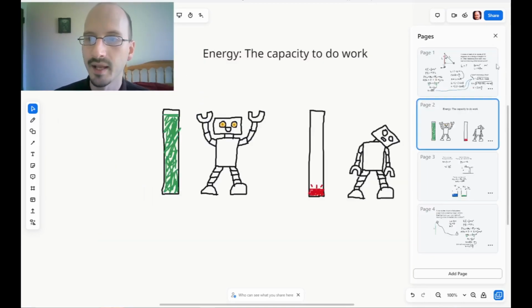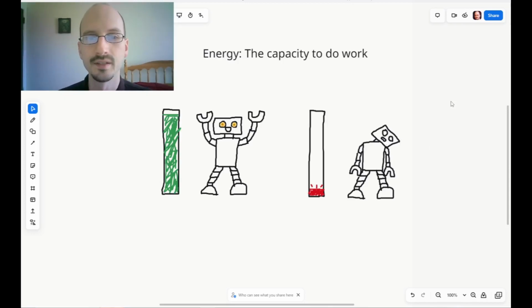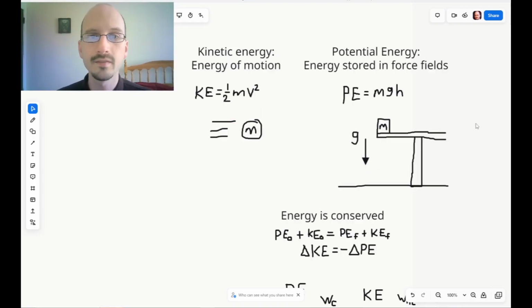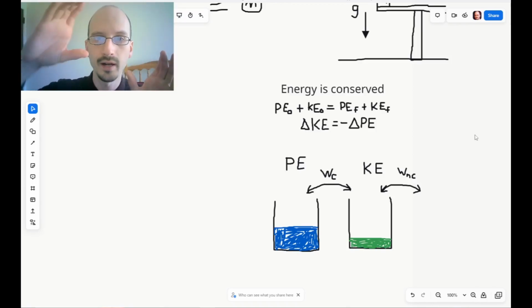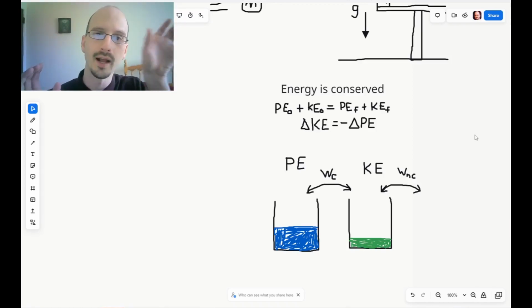Okay, to recap, energy is the capacity to do work. If you have a lot of energy, you can be active. If you have not much energy, you can't do much. Individual objects can have energy. Objects in motion have kinetic energy. Objects in force fields, like gravity, have potential energy. When moving in conservative force fields like gravity, energy is conserved. That means you can think of energy like two buckets that can pour energy between each other and can pour it out and can receive energy from outside.